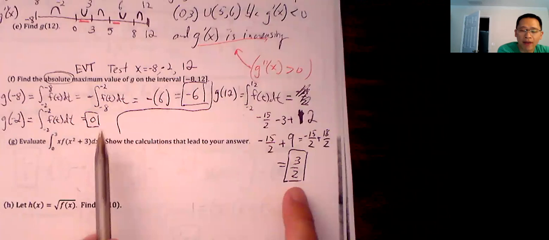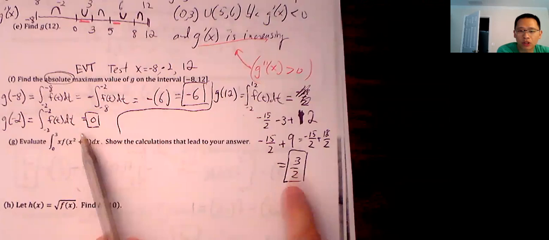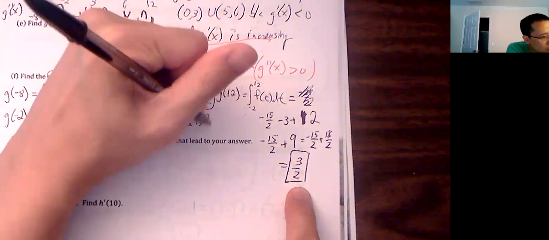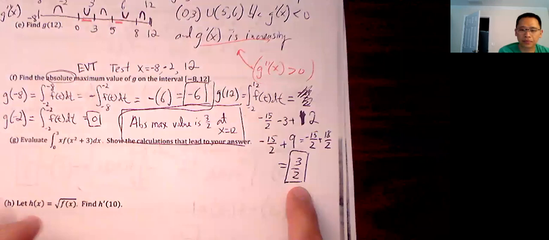So we have all of our candidates in front of us. We want to look for the highest y value. The largest y value we see is 3/2. So absolute max value. Okay, any questions here?